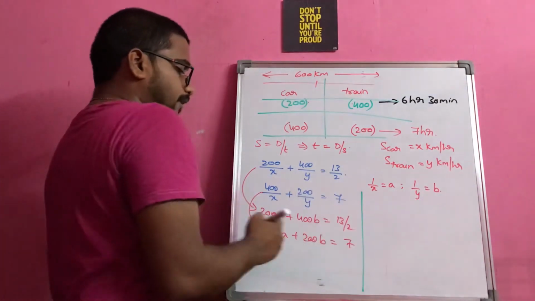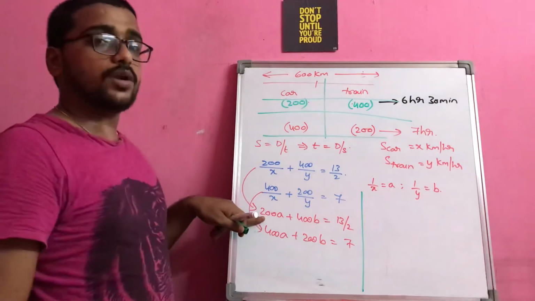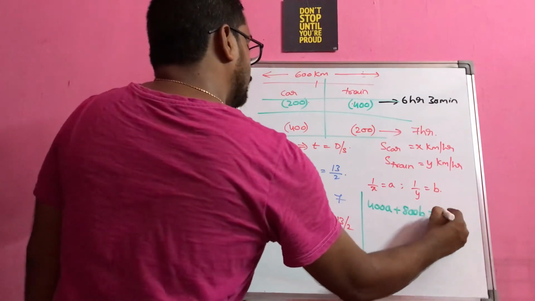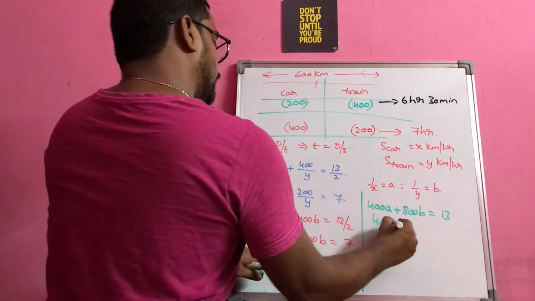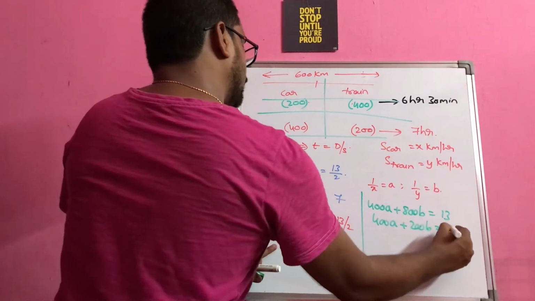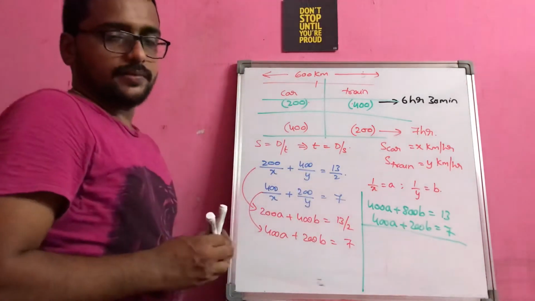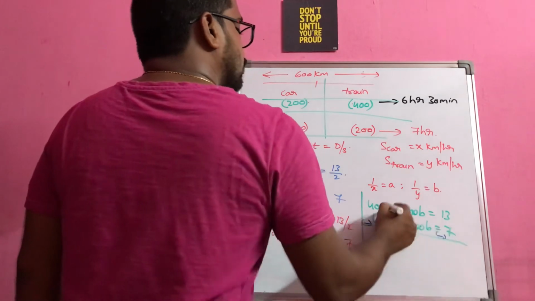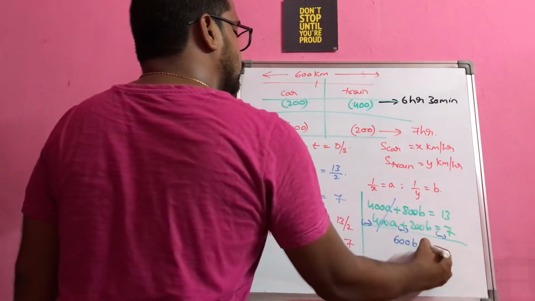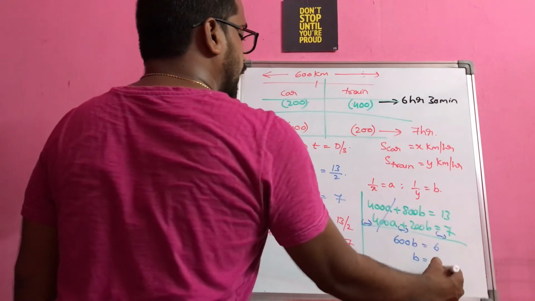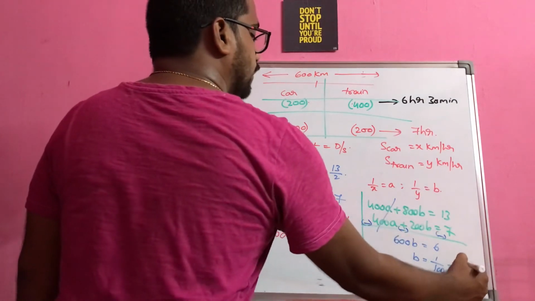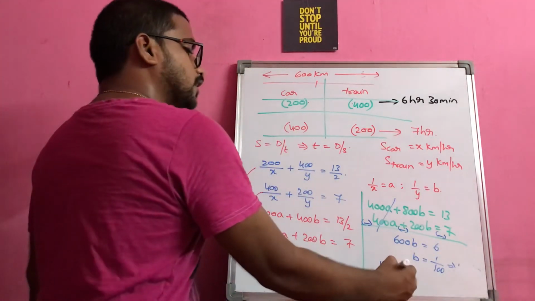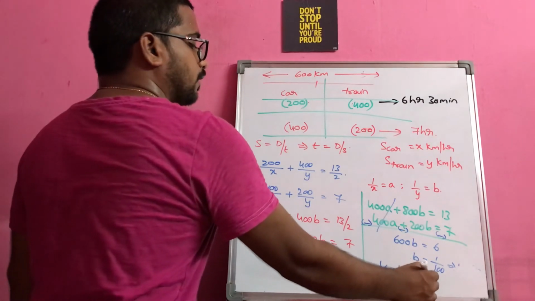I will just go for multiplying the first equation with 2 so that I make it 400a. If I multiply by 2, it means 400a plus 800b equals 13. The second is 400a plus 200b equals 7. Because 2 into 13 by 2 is 13. So please be careful in the calculations. If I do the subtraction, the signs will change. This gives 600b is equal to 6. I will be getting b is equal to 1 by 100. b equal to 1 by 100 means y will be 100. The unit is kilometer per hour. So y is equal to 100 kilometer per hour.